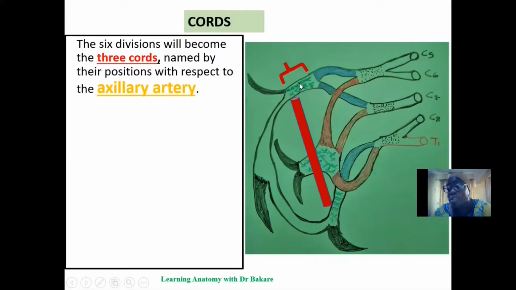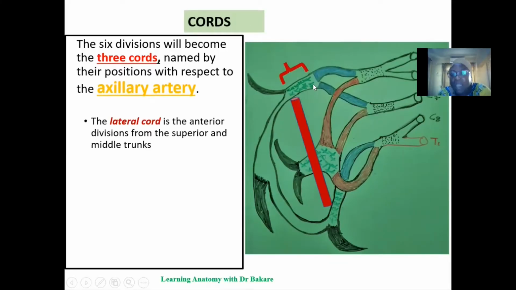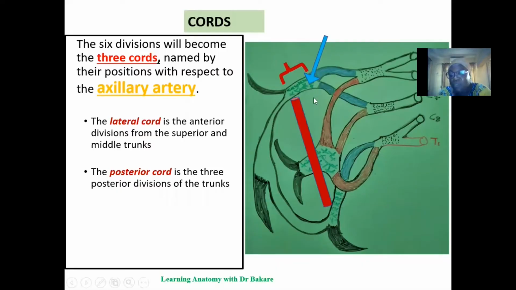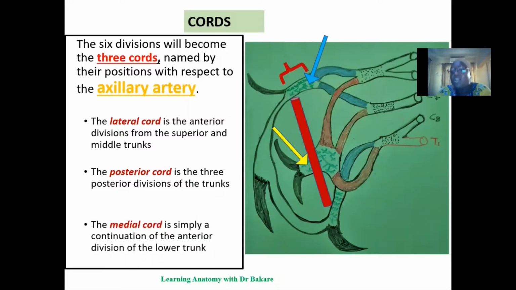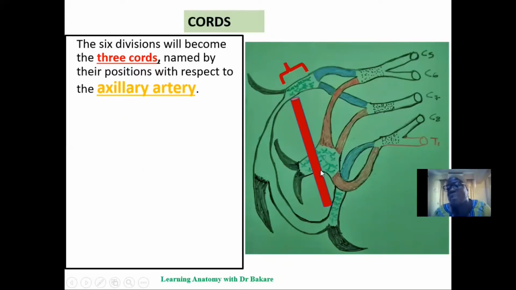For the lateral cord, it means that this cord is formed from the divisions of the brachial plexus and is located lateral to the axillary artery. And this is why it is called the lateral cord, because it is laterally located to the axillary artery. And we have the posterior cord that is posteriorly located to the axillary artery, and this is the posterior cord. Then we have the medial cord. From the name, it is medially located to the axillary artery. So this is the medial cord that is medially located to the axillary artery. So it is their relation with the axillary artery that is used to establish the name of the cord.